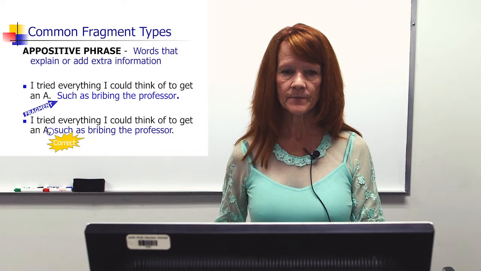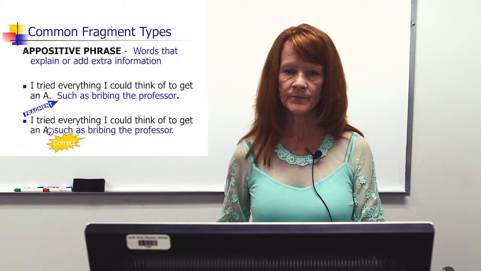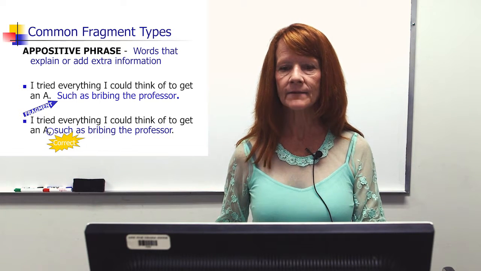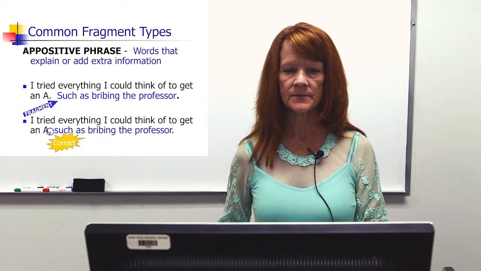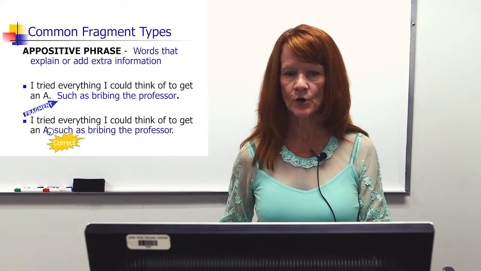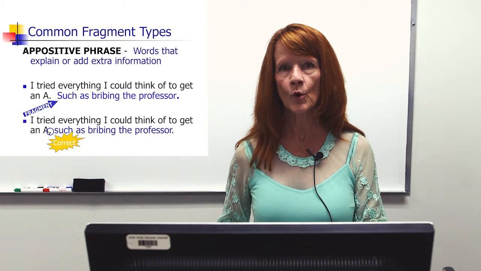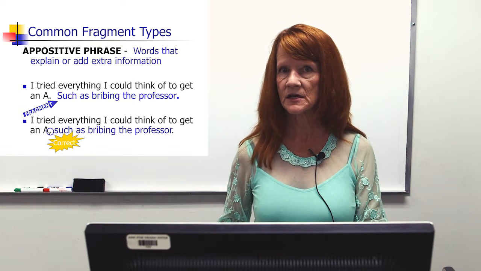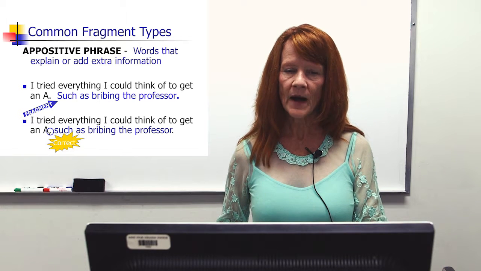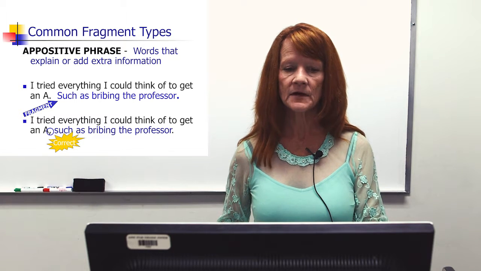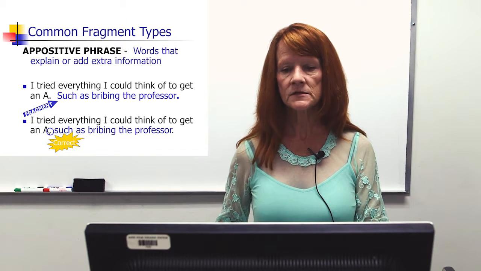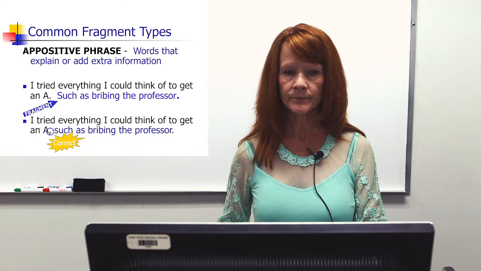Common fragment types. The appositive phrase. Words that explain or add information. For example, I tried everything I could think of to get an A. That's a complete sentence. Such as bribing the professor is an appositive phrase. It adds more to the previous sentence, but it is not a sentence by itself. We combine those, and one way might be like this. I tried everything I could think of to get an A, comma, such as bribing the professor. It's just an example of what this person's tried.